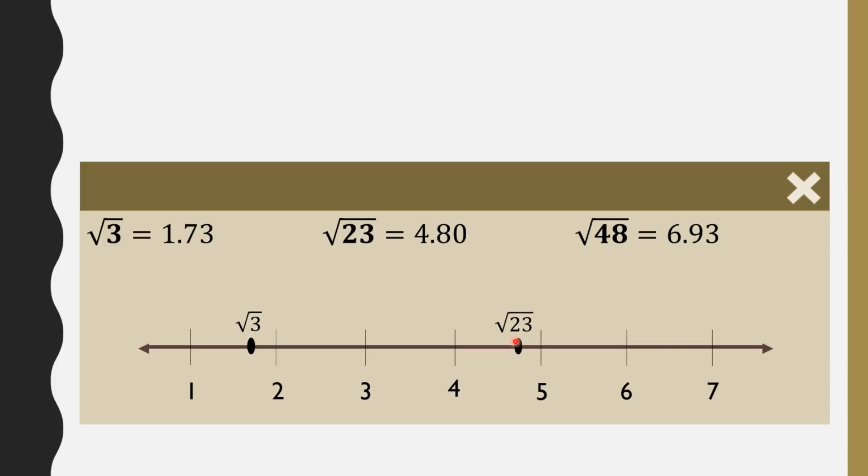Okay, last, square root of 48 is equal to 6.93. Lampas siya ng 6, pero hindi siya lampas ng 7. So, pwede nating ilagay ang square root of 48 dito. And then, write the label. Ayan, na-plot na natin yung given irrational numbers. Tandaan nyo, kapag magpa-plot kayo ng irrational numbers sa number line, kailangan i-convert nyo muna yung mga irrational numbers sa decimal numbers para tulad-tulad sila ng format.